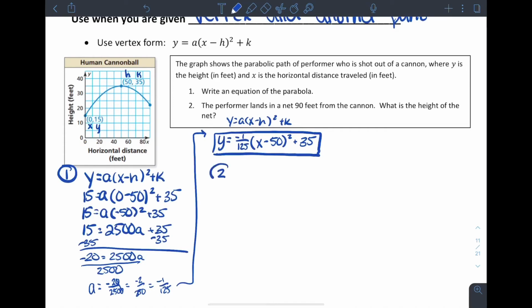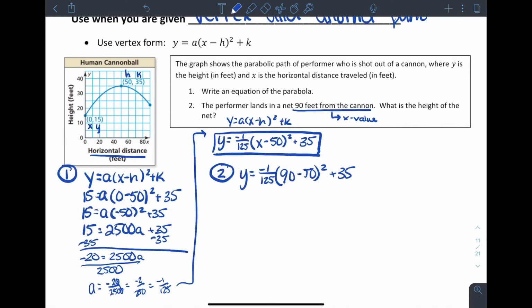Now, I have a second problem. It's saying the performer lands in a net 90 feet away from the cannon. What is the height of the net? Well, 90 feet from the cannon, that is an x value, right? It refers to a horizontal distance. So I'm just going to plug in 90 for x and solve for y. y equals negative 1 over 125 times (90 minus 50) squared plus 35. So now I just solve for y.